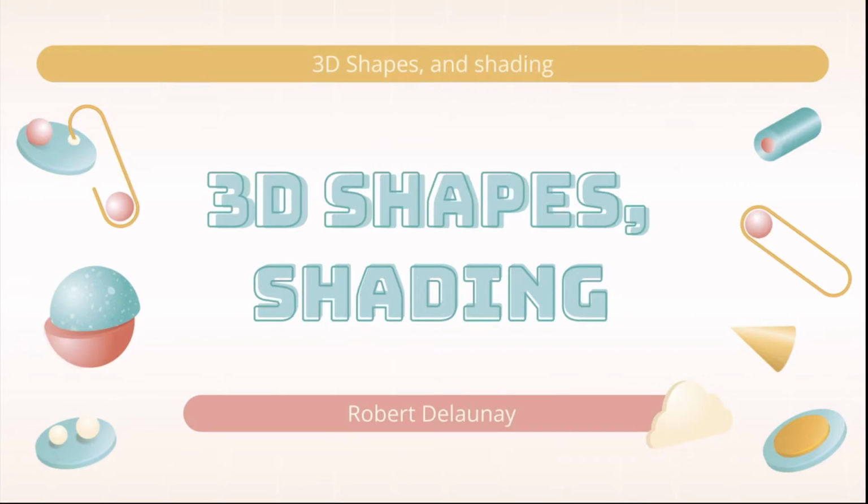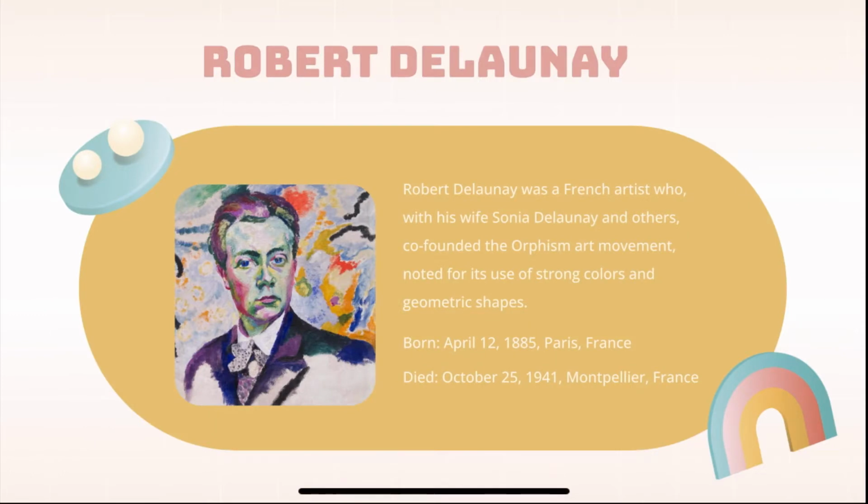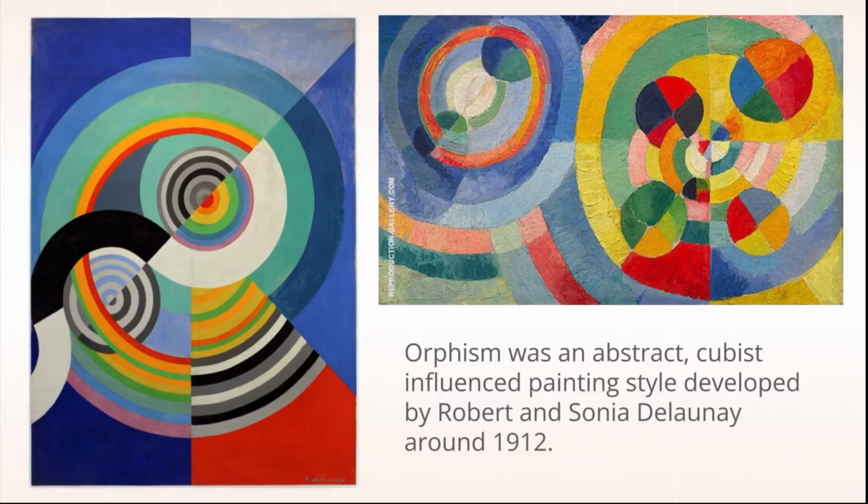Today we're learning about 3D shapes and shading. We're learning about this artist here, Robert Delaunay. Robert Delaunay was a French artist who, with his wife, Sonia Delaunay, and others, co-founded Orphism. The Orphism movement was noted for its strong use of colors and geometry. Delaunay was born April 12th, 1885 in Paris, France, and he died October 25th, 1941 in Montpellier, France.